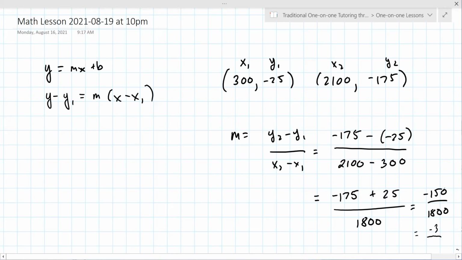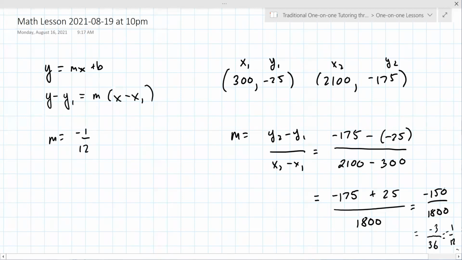It becomes negative 3 over however many times 5 goes into 180. So 5 goes into 180 36 times. So you back it off. It's minus 3 over 36. And then you can see that that even further reduces to minus 1 over 12. So the slope, a lot of work there, the slope is negative 1 over 12.